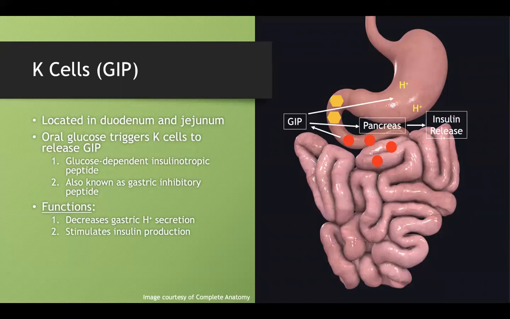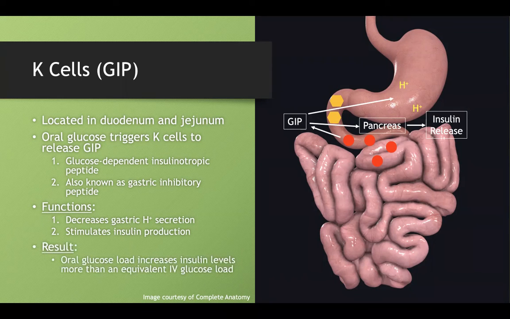They like you to know this mechanism because you'll actually have higher levels of insulin in your body if you consume glucose orally. If you just get an IV injection of glucose, you're not going to stimulate the K cells in your duodenum or jejunum and release more insulin. So this is sometimes tested: why an oral load of glucose would cause a greater increase in insulin than an IV load.